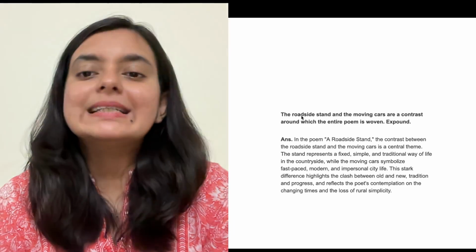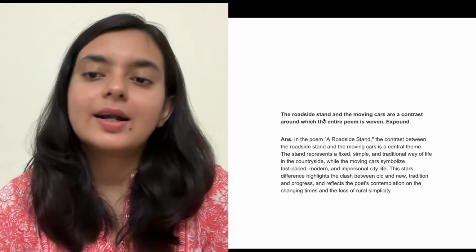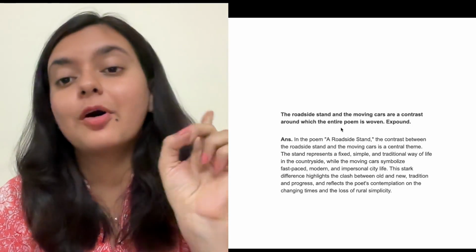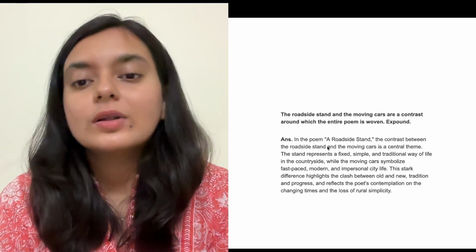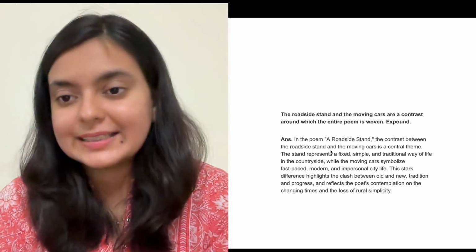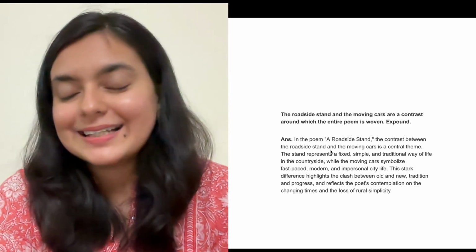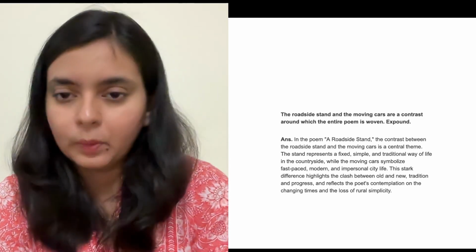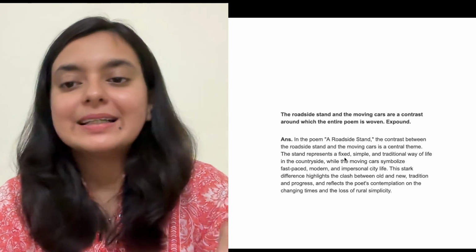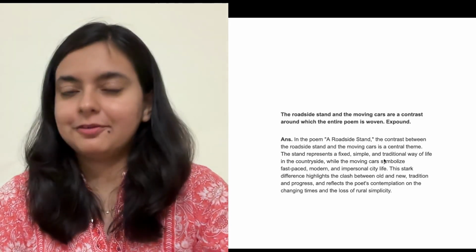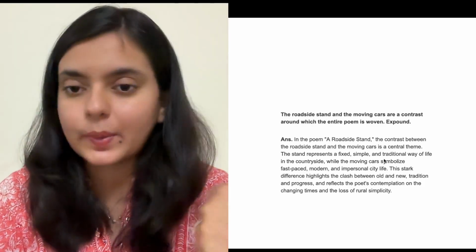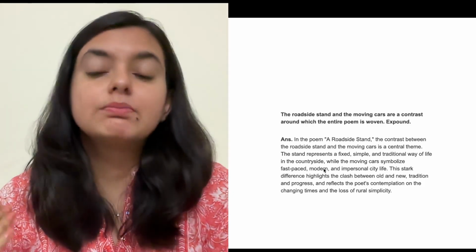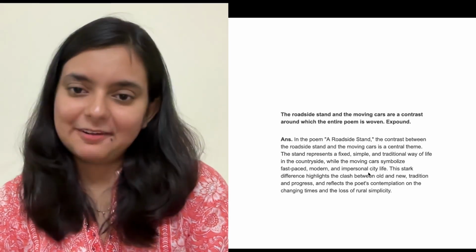Now the next question is, the roadside stand and the moving cars are a contrast around which the entire poem is woven. This contrast is very, very important. Now roadside stand, as the title itself suggests, is placed in stark contrast with the moving cars, and that forms the central theme of this particular poem. The stand represents a fixed, simple and traditional way of life, which again corresponds to our first question, right? Simplicity. Moving cars, fast paced, modern and impersonal city life, right?